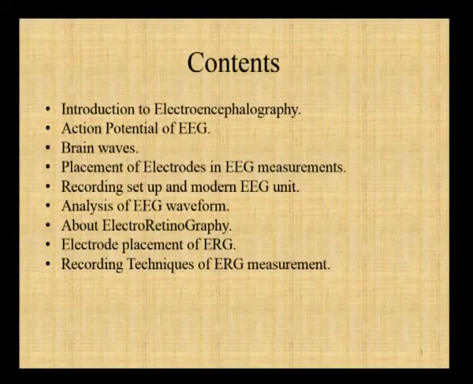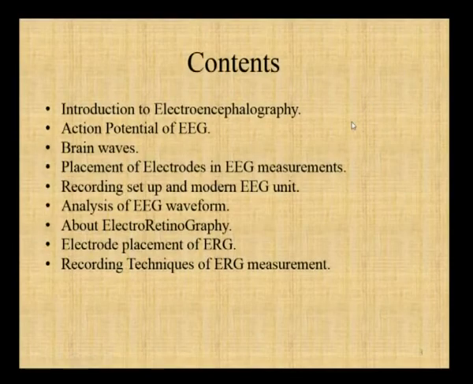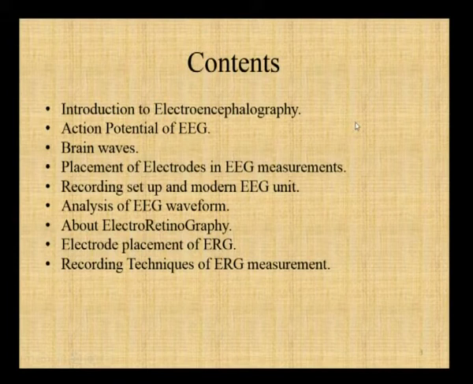So, first we can see the content of the lecture. Introduction about the electroencephalogram and what action potentials we are going to measure using EEG. Then brain waves, types of brain waves. In types of brain waves, we have 4 types: alpha, beta, theta and delta. Then placement of electrodes in the EEG measurements. Here we are going to place the electrodes in the patient's skull position. Overall, 21 electrodes are used for this measurement.